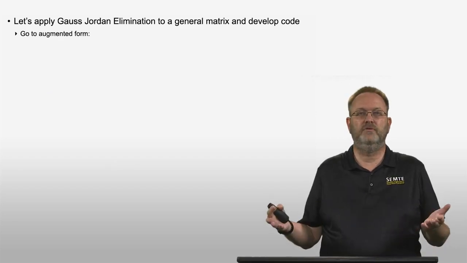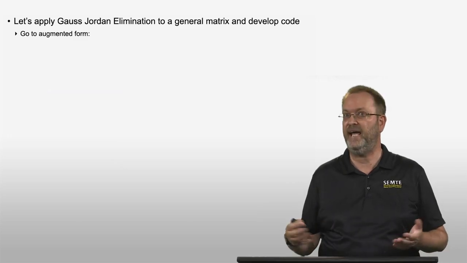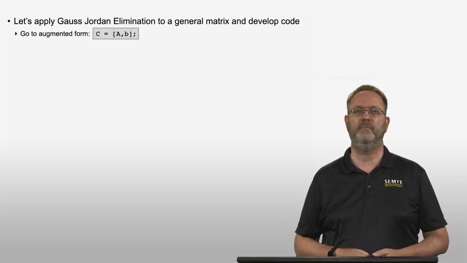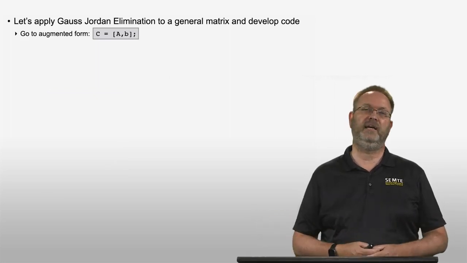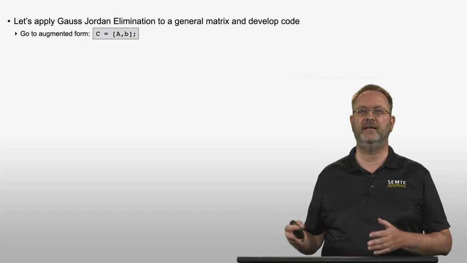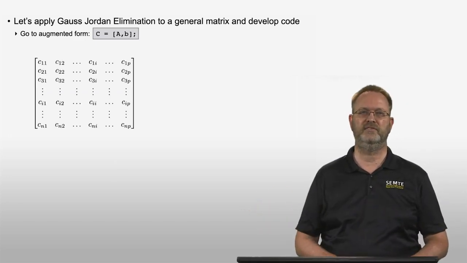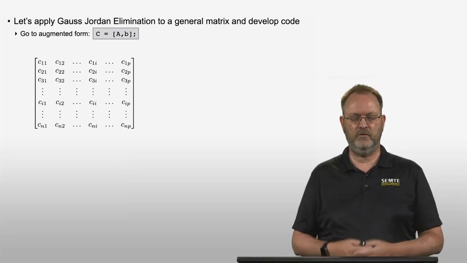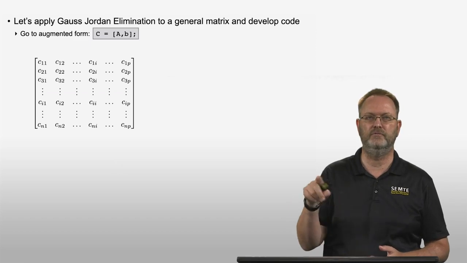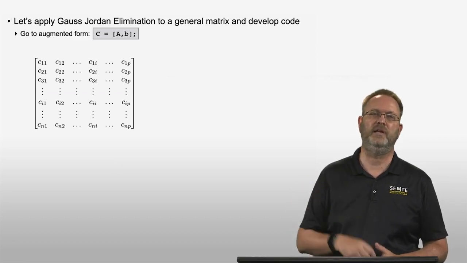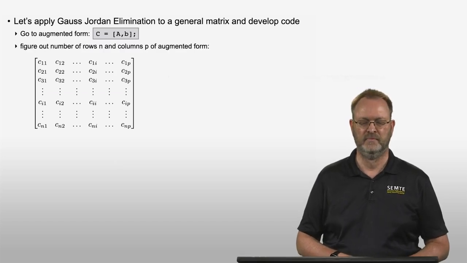So let's do the steps. The first step of the algorithm that we previously developed and did by hand was to go to the augmented form. Let me call the augmented matrix uppercase C, and I'm just going to concatenate the right-hand side vector B to the original matrix A. So this gives me now this augmented matrix C with all the entries with the two subindices, right? First subindex being the row number, the second subindex being the column number.